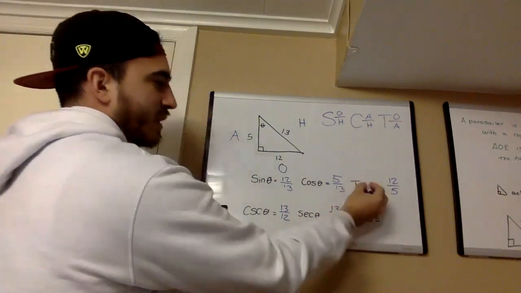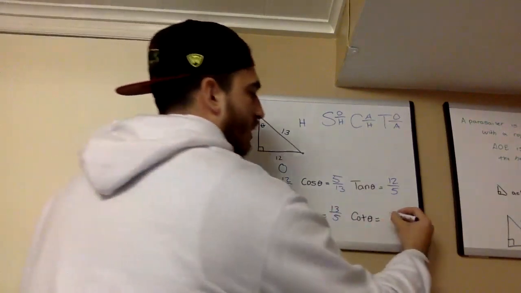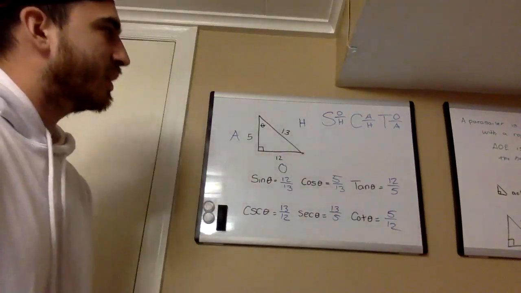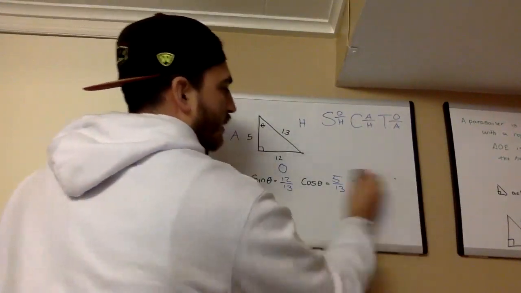And then for tangent and cotangent, you can just see that they're going to be the reciprocals of each other. So this one would be 5 over 12. And that's how you do this problem. There are 2 more problems that we have to go over. So let me get to it.